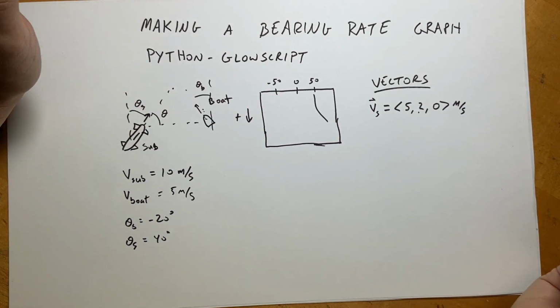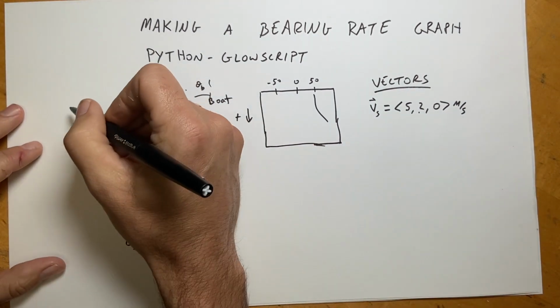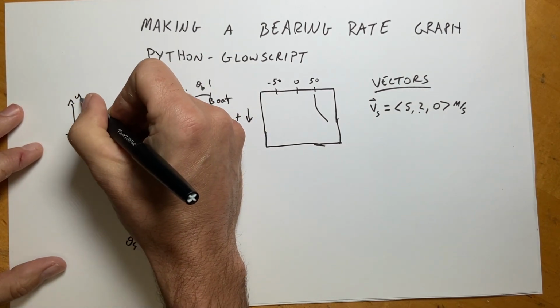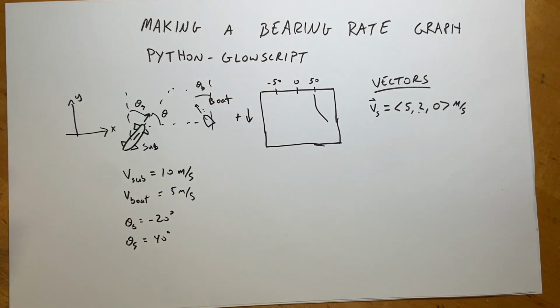Now, actually, now that I'm thinking about it, the default coordinate system for VPython, for GlowScript, is to have this is x, this is y. Okay, that's fine. That's y. That'll work.